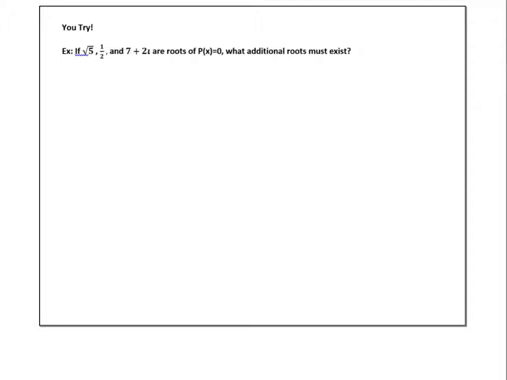Alright, well, this one had a bit of a trick to it, so let's see if you caught it. Remember, even though they gave us 3 roots, the only additional roots occur when you have a square root or the letter i. So I look at my first root, which is the square root of 5. Well, that has a square root, so I know I have to have the opposite. Since it's a positive square root of 5, it means I have a negative square root of 5.